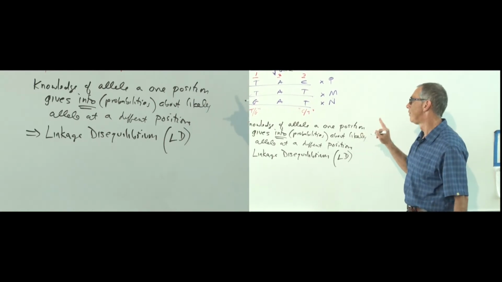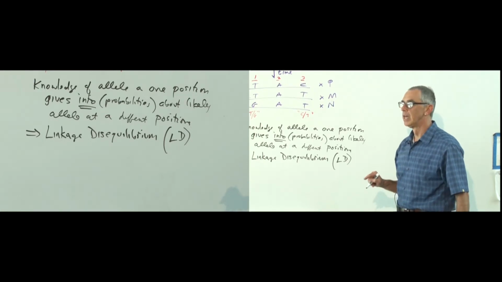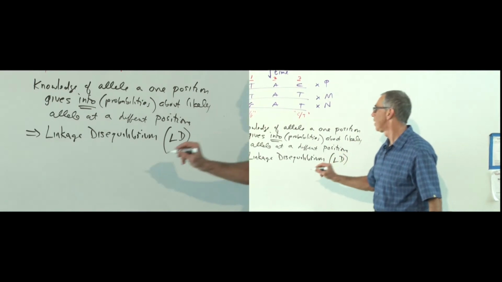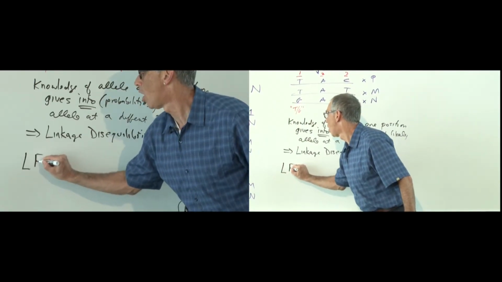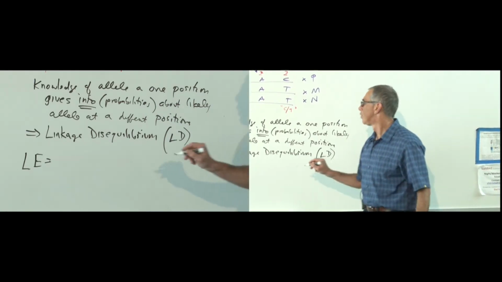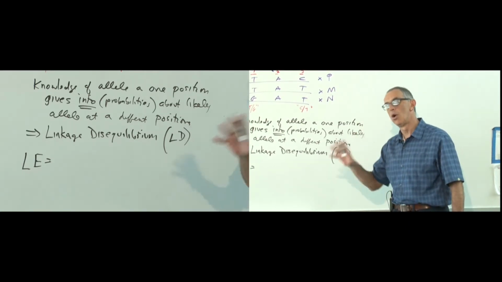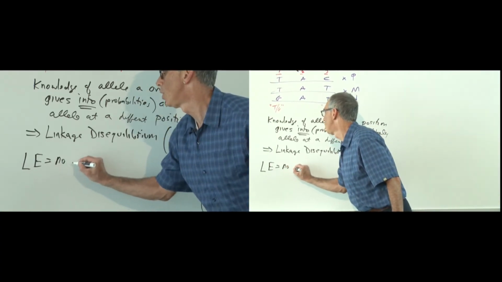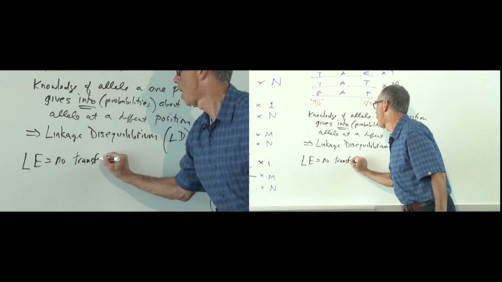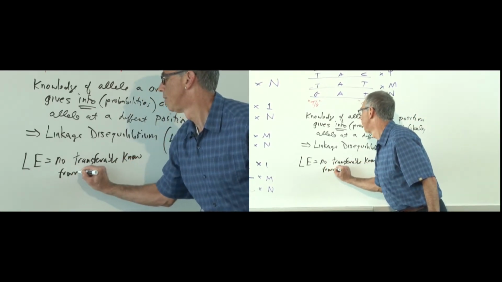LD is actually defined right above it. It's the knowledge of an allele at one position gives information about the likely allele at a different position. So it kind of begs the question of what linkage equilibrium would mean. I have never heard anybody talk about linkage equilibrium, but that would be a case where the two positions are unrelated and knowledge of one gives no information about the other. So, no transferable knowledge from allele to allele.